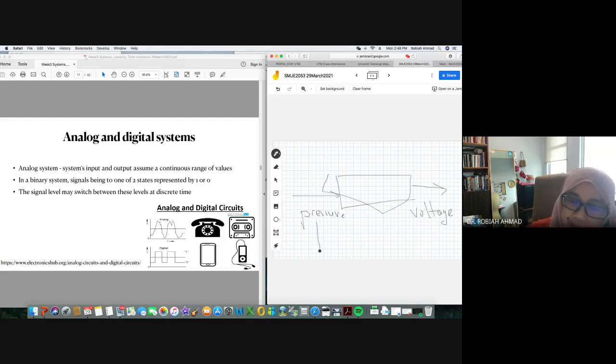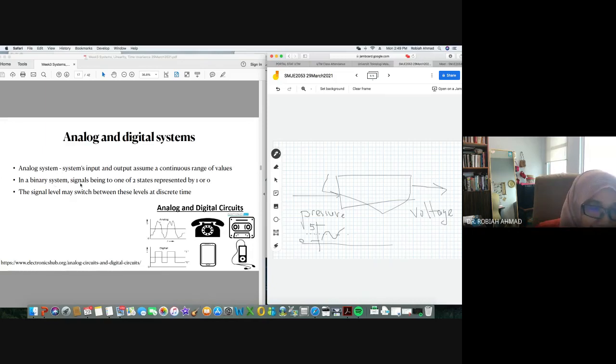So pressure, we know, is not analog and not digital, so it may have certain values. That's why we have to do some conversion here. Anything below the threshold will be 0, above it will be 1. Let's say the pressure is between 0 to 5, so maybe the center is about 2.5. If it is 2.5 and below, it will be 0. 2.5 and above, it will be 1. So this is the concept of conversion.